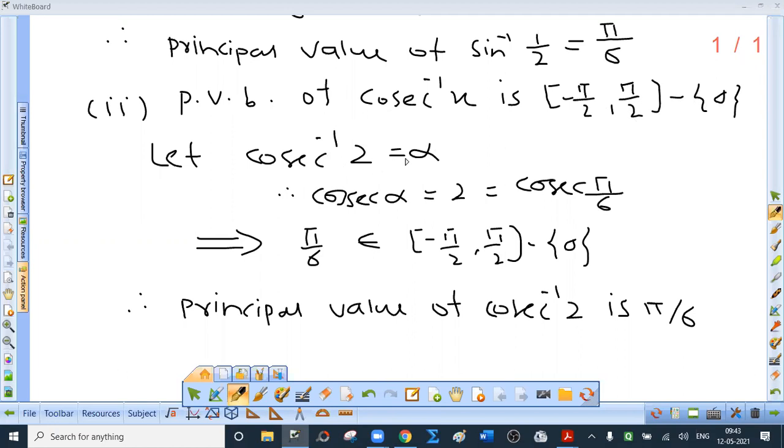Let cosec inverse 2 be alpha. Invert the relation. So cosec alpha is 2. Now sine pi by 6 is half. So cosec pi by 6 is 2. Is that clear? And pi by 6 is valid because it belongs to the desired interval. So what is the principal value of cosec inverse 2? It is pi by 6.